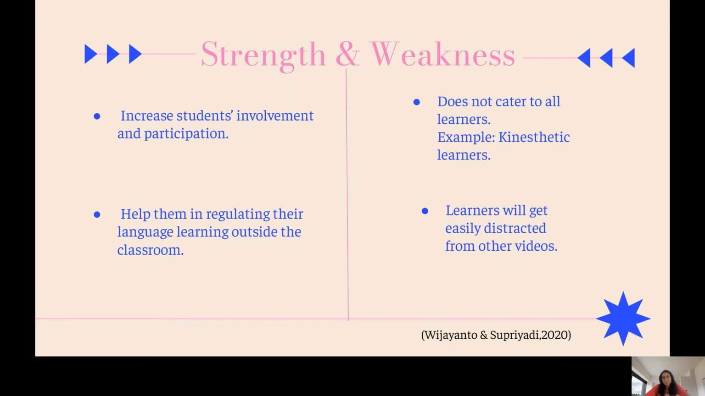The weakness is that it does not cater to all learners, for example kinesthetic learners. As you know, kinesthetic learners have to move around and do some kind of activity. Even though certain videos can be attractive and interactive, after some period of time they get bored. Second, learners get easily distracted by other videos, because when a learner watches a video, there are always going to be tons of other videos at the side that can cause a bit of disruption.